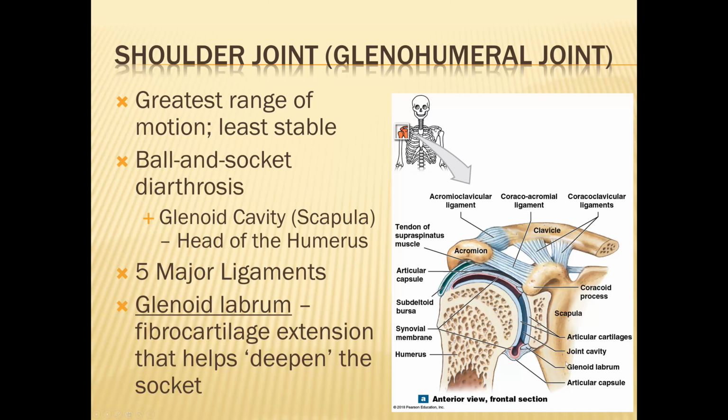The glenoid labrum is a structure on either side of the glenoid cavity, and this is a fibrocartilage extension that comes off of the scapula, and it helps to deepen the socket a little bit, because as we mentioned, that glenoid cavity is not very deep. It's actually rather shallow. So the glenoid labrum helps to deepen that socket a little bit and make it a little bit more stable.